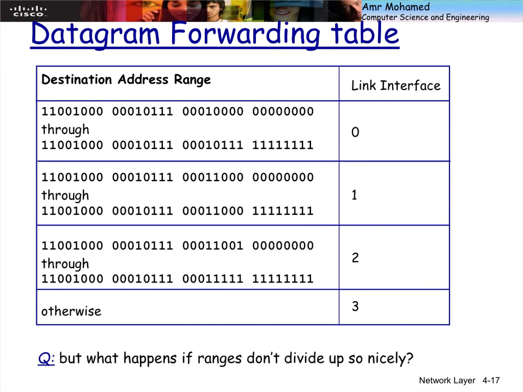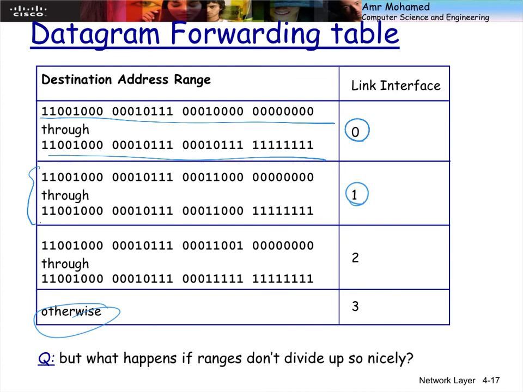ماشي? As an example, here in this forwarding table, I have a range of IPs, which may refer to one network. All the hosts in one network, if it's going to any address in this range, I will send it to link interface 0. If the destination address is within this range, I will send it to 1 and so on. طبعا the routing table, in terms of number of columns, is less. In terms of number of rows, it's much, much less. ماشي? طبعا in terms of scalability, this is highly scalable.